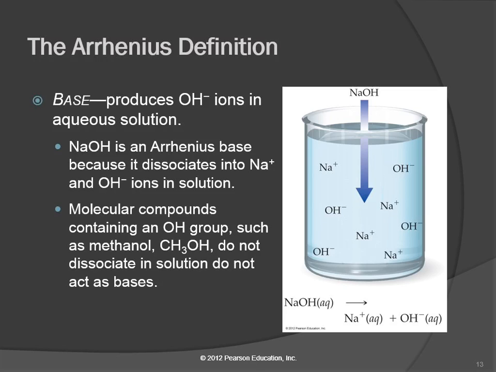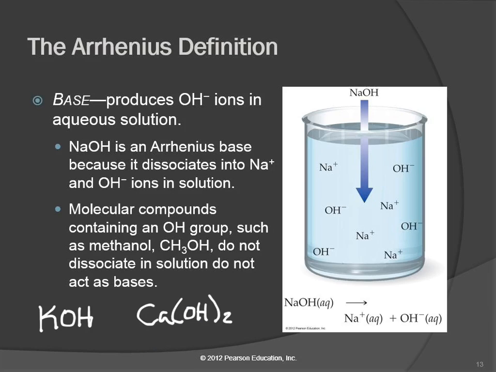Arrhenius definition of a base. A base produces hydroxide ions in solution. So sodium hydroxide is an Arrhenius base. When we put sodium hydroxide into water, this is an ionic compound. It dissolves in water and it separates into sodium ions and hydroxide ions. So we can recognize bases because most metal hydroxides are bases. So KOH, calcium hydroxide. These are ionic compounds containing hydroxide.